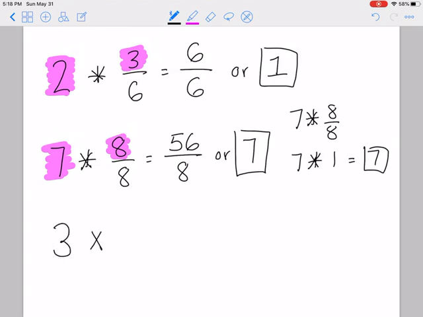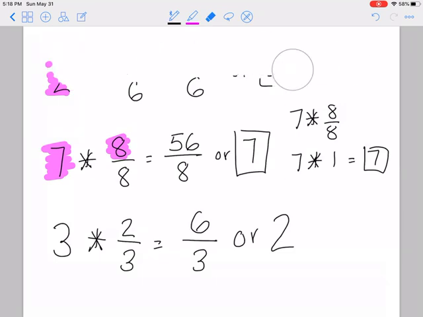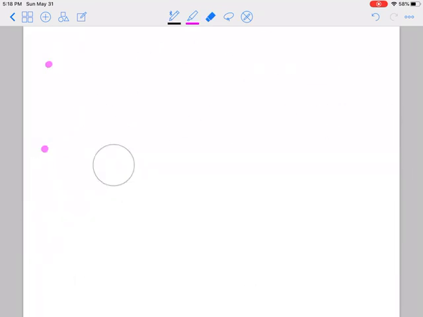Okay, the last one for this set is 3 times 2/3. 3 times 2 is 6. The denominator stays thirds. 6/3 is equivalent to 2 wholes. Okay, let's do the next set, which is going to get a little bit more challenging.